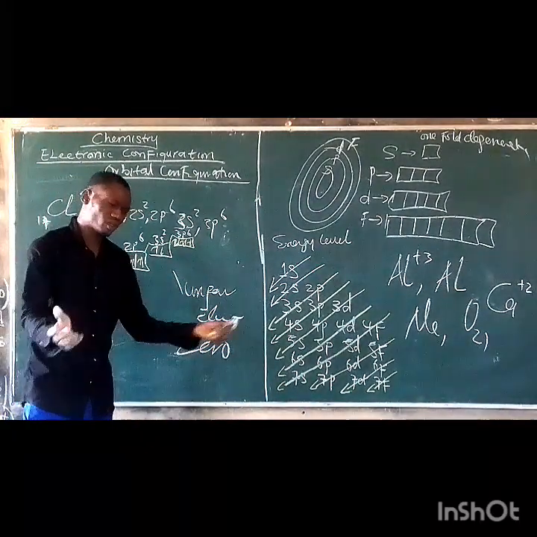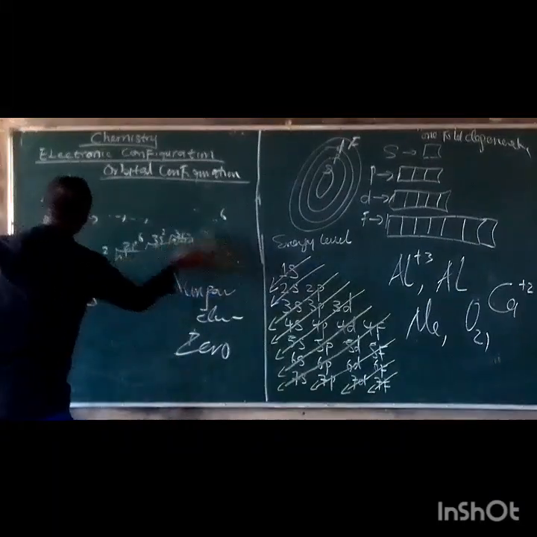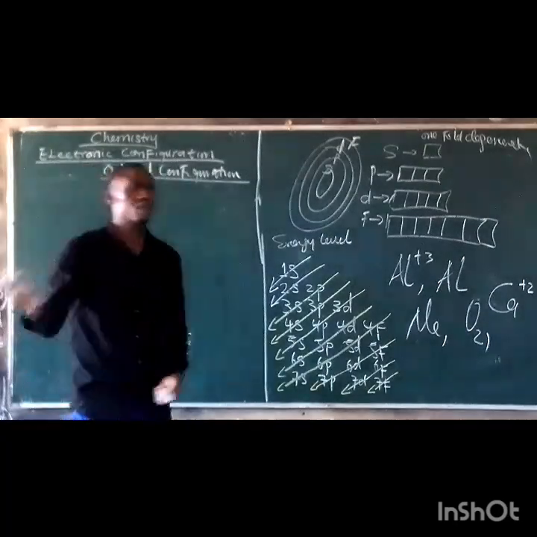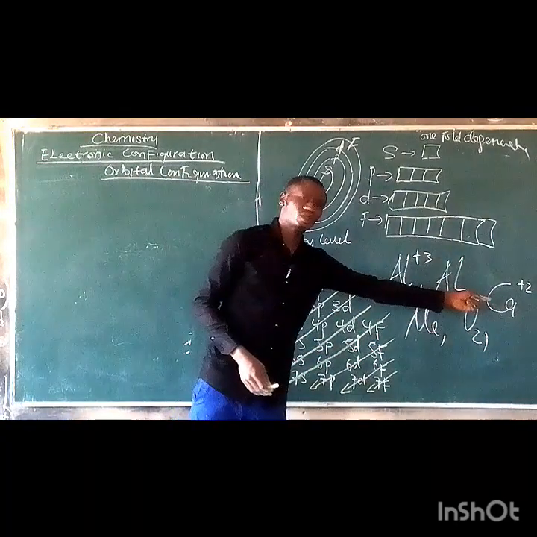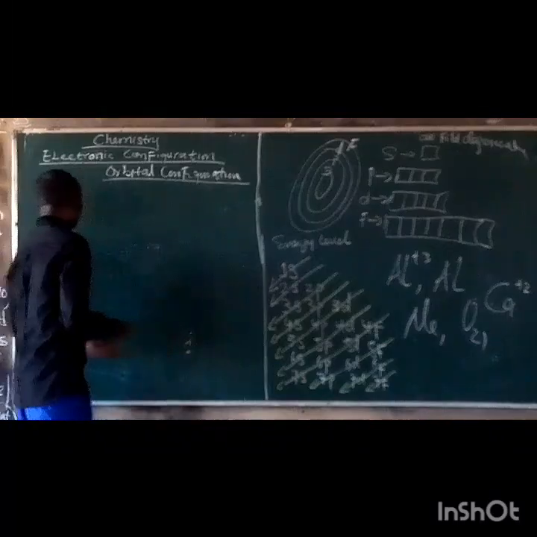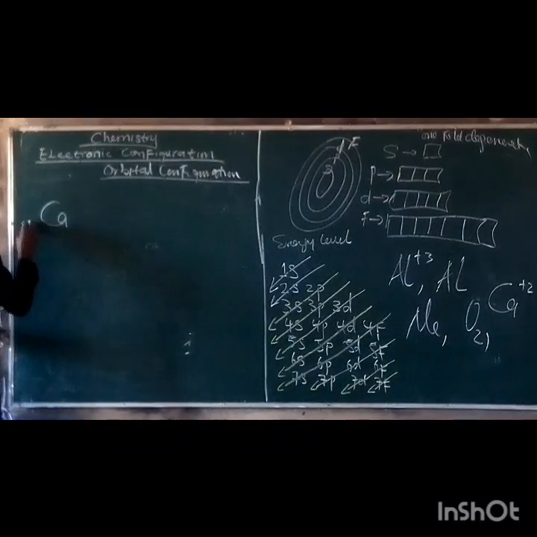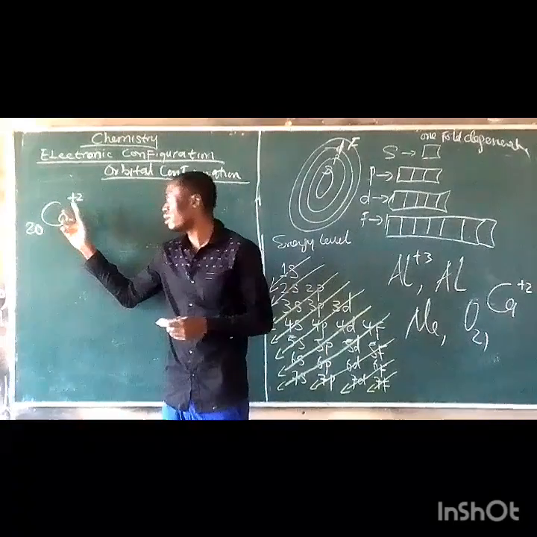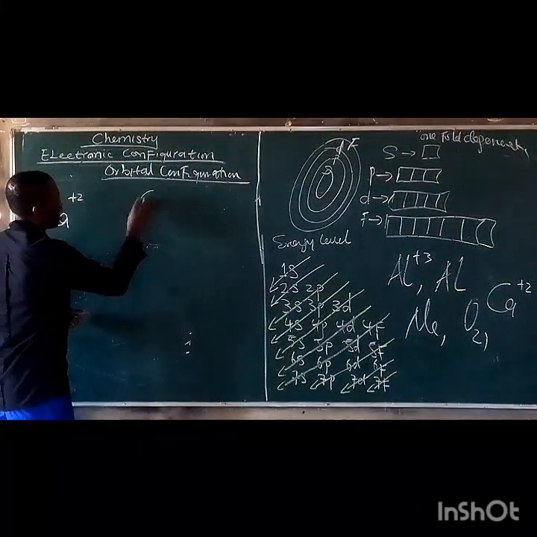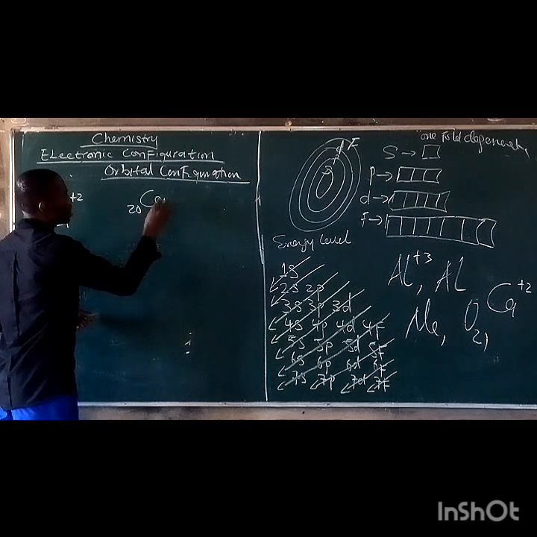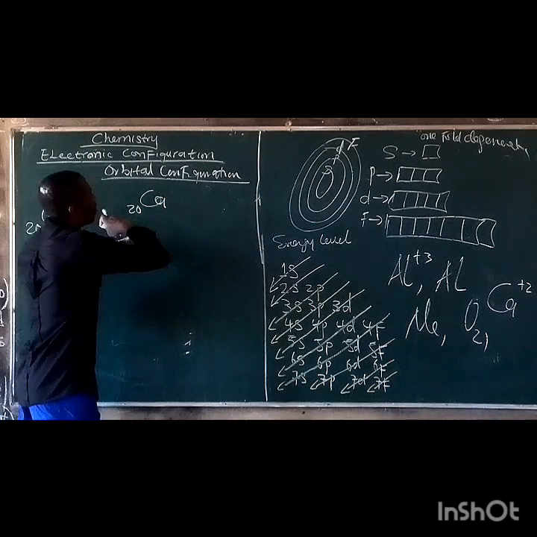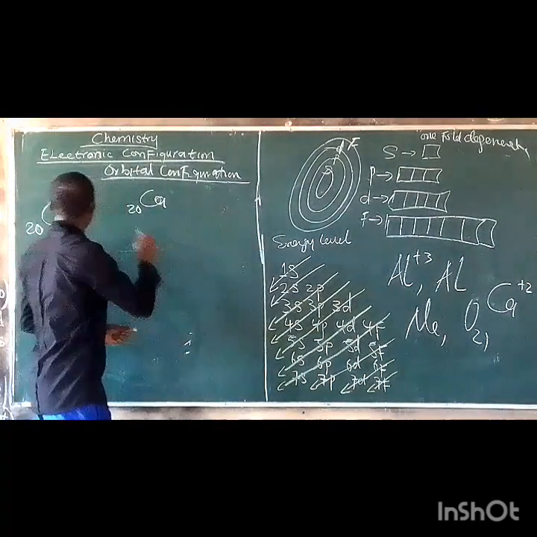But let's just do one more. We'll take it little by little. Let's choose calcium. Let's do calcium plus 2. Calcium has atomic number 20. But unfortunately, this calcium has a plus 2 charge. If we were doing just calcium with no charge, the number of electrons in those orbitals must be up to 20. But meanwhile, you have a plus 2.